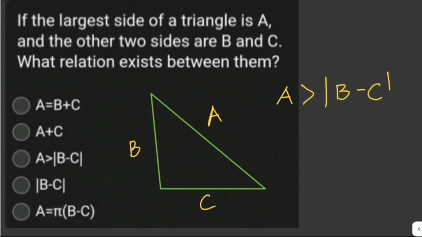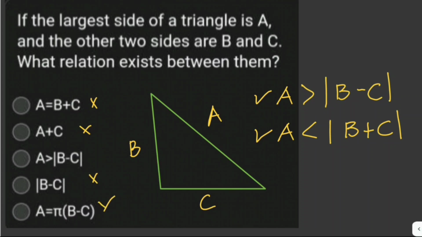It should be the absolute value of that, because we can interchange C and B, C minus B or B minus C. And it is less than the sum of the two smaller sides. So in the choices here, we look for these two options here. Okay, this cannot be. So the answer is this one. A is greater than the absolute value of B minus C.